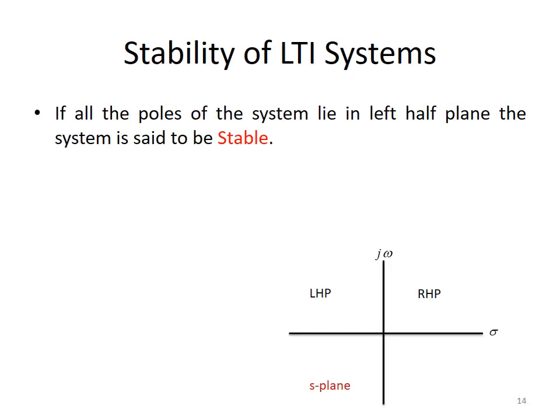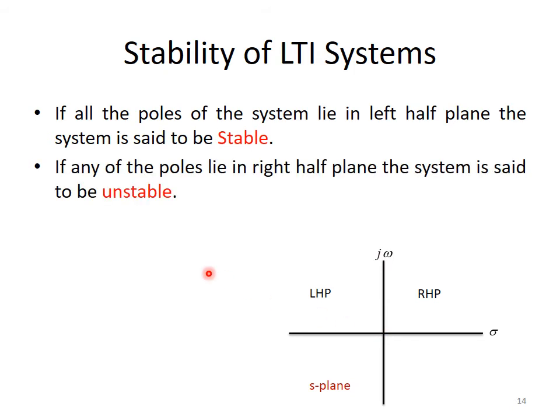And after computing the poles and zeros of the system, you can determine the stability of the system. So all the poles and zeros of the system are plotted in the S-plane to determine the stability. Now the S-plane is basically divided into two parts. One is the right half plane, which is on the right side of the vertical imaginary axis, and another is the left half plane, LHP and RHP. LHP is the left half plane, which is on the left side of the imaginary axis.